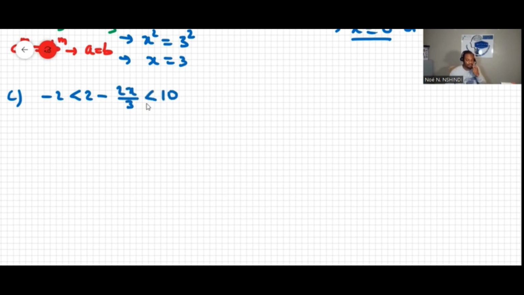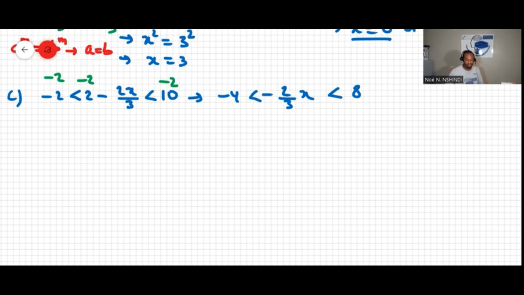Over here, what we do, we want to get rid of this 2. We will subtract 2 from both sides. Okay, we subtract 2 here, we subtract 2 there, and we subtract 2 on the other side also. Then this implies -4 less than -2 over 3, x less than 8.